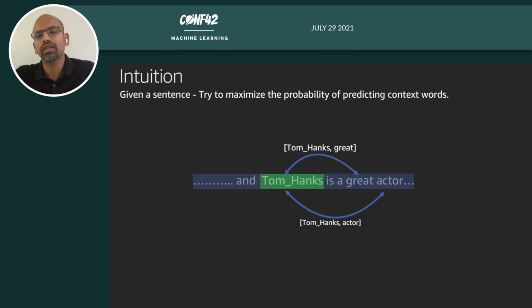Now, with that in mind, let's look at the other side of the coin. Given a sentence, what are our chances of maximizing the probability of predicting the context words?